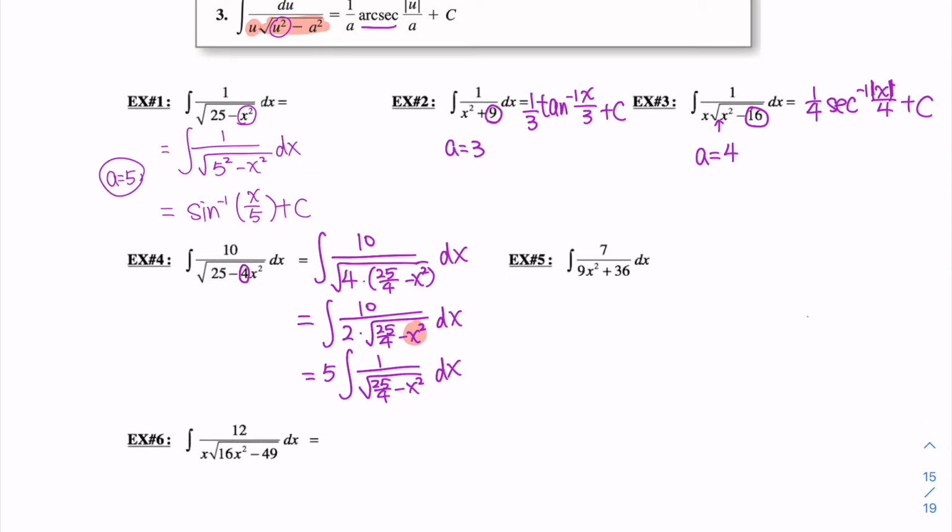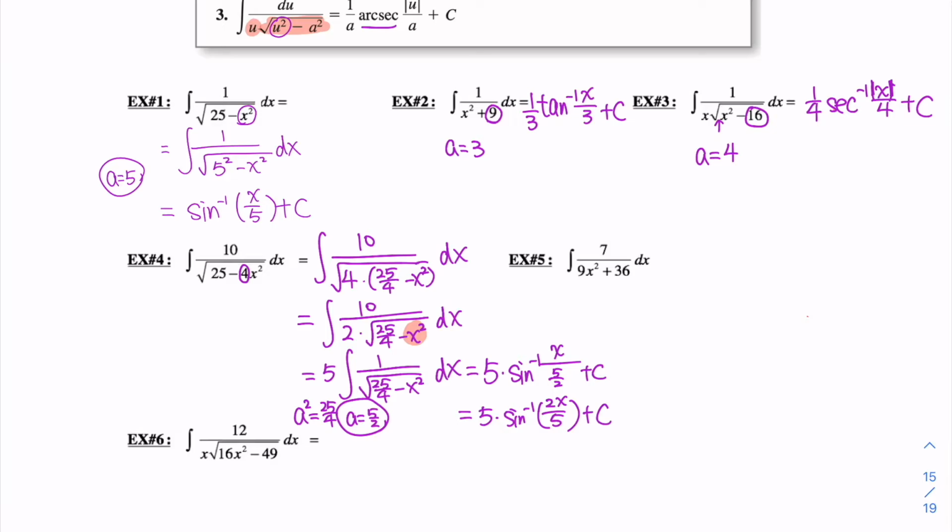After I write this down, I know it will give me sine inverse. But a squared in this case is 25 over 4, so a equals 5 over 2. After I solve for a, this will be 5 times sine inverse of x divided by 5 over 2, plus c. So it's 5 times sine inverse of 2x over 5 plus c. That's my final answer.